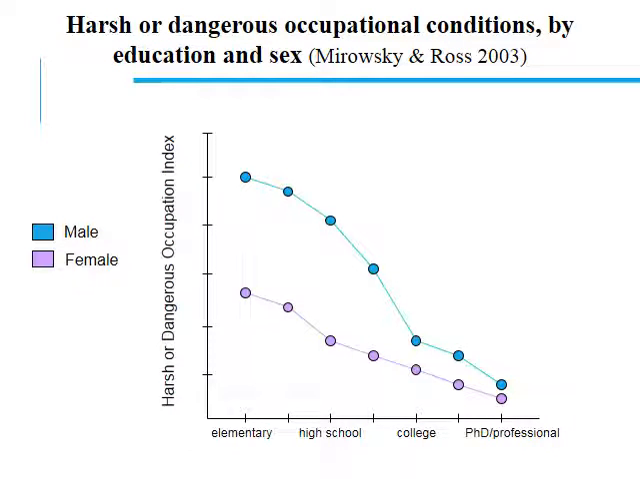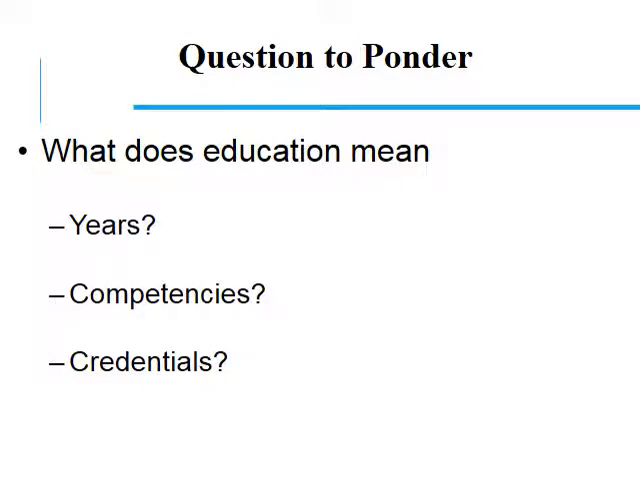Now, here's another graph from Murawski and Ross, and they look at harsh or dangerous occupation over the level of education, and it is separated by males and females. And you can see that the greater the education, the lower the harsher, dangerous jobs are assumed. So with an elementary level education, both men and women have the highest rates of assuming harsher, dangerous occupations. This does have clear implications for health.